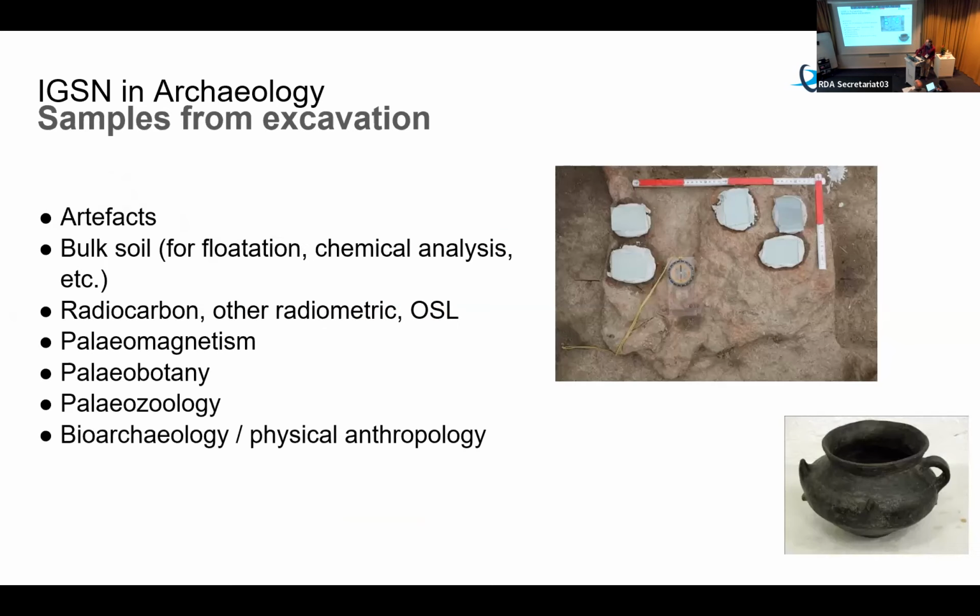Most of ours were settlement excavations, and for this we have a whole array of samples. We get artifacts again, and I've been on other projects so focused on excavations where we got literally tons, like 23 tons of ceramics coming out of it. So this can be very large amounts. But then we also do bulk soil for various things, radiometric samples, paleomagnetic dating sampling, and then plant, animal, and human remains.